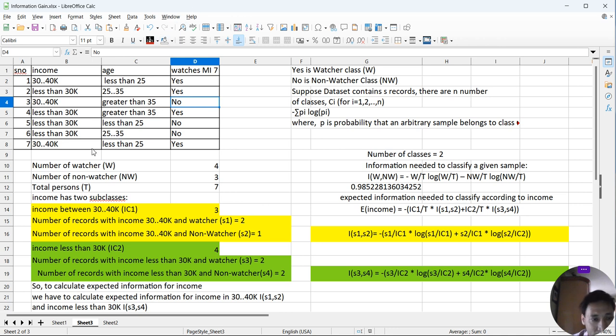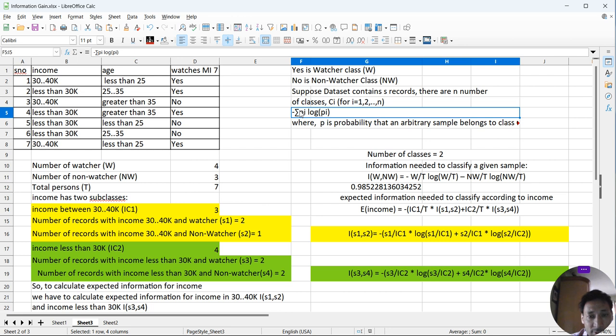The first one is how many watchers are there. From this record we can see there are 4 yes, so there are 4 watchers. Number of non-watchers is 3. In total there are 7 records. First we have to calculate entropy, the information gain for the classes. Suppose in this data set there are 7 records and there are 2 classes. So this is the formula we will be using to calculate the information required to classify the records: minus summation pi log pi. P is the probability that an arbitrary sample belongs to class Ci.